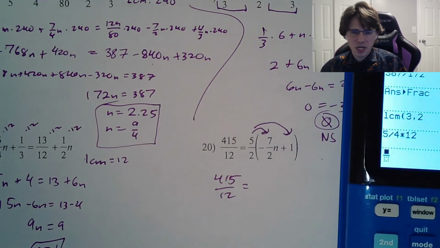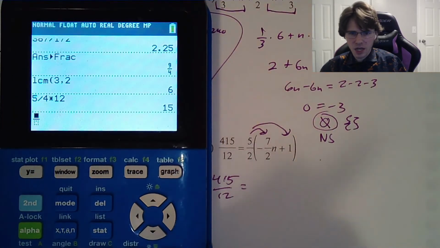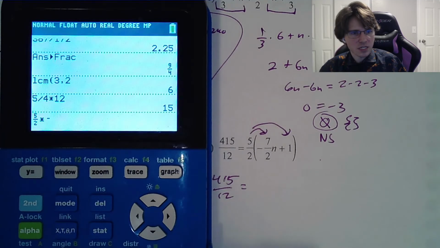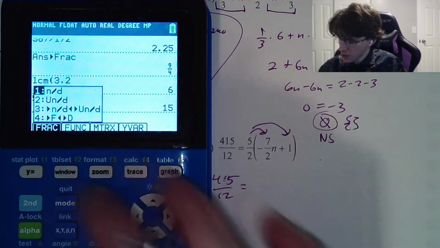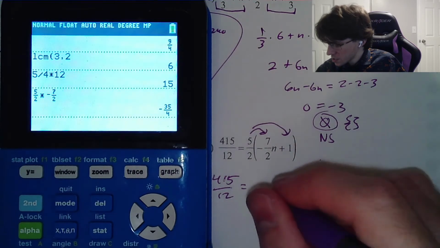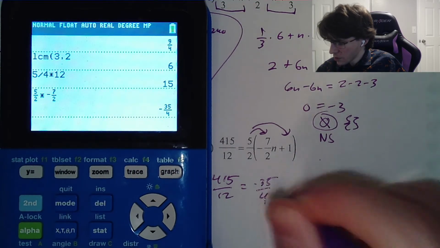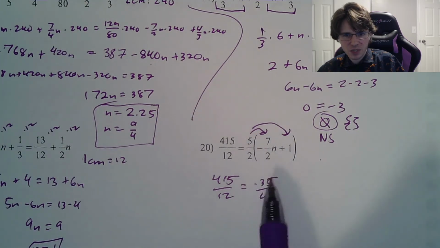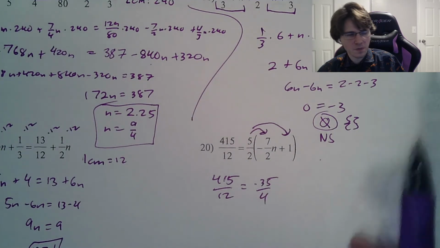When you do it, it looks like we're going to go ahead and get 5 over 2, and we are multiplying that by negative 7 over 2. So alpha y equals, enter again, negative 7 over 2. Boom, we get negative 35 over 4. By the way, if you wanted to do that in your head, all you have to do is multiply the top, 5 times 7, multiply the bottom, 2 times 2.